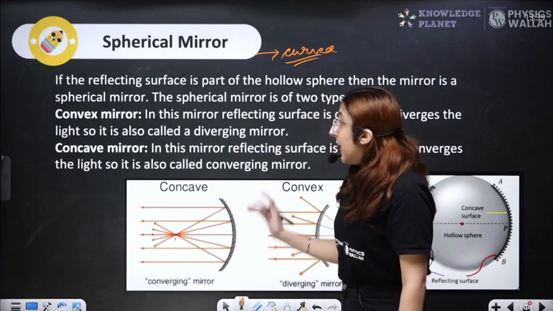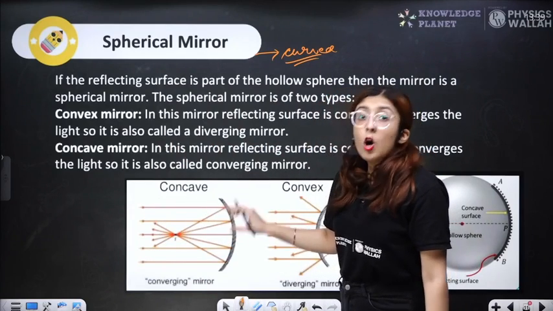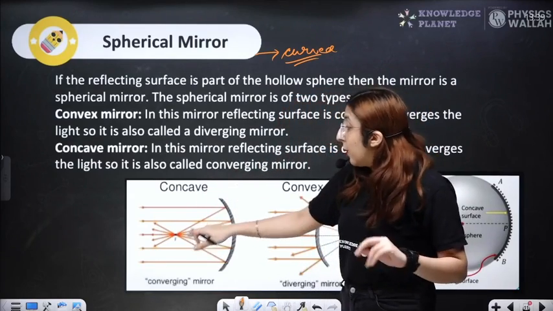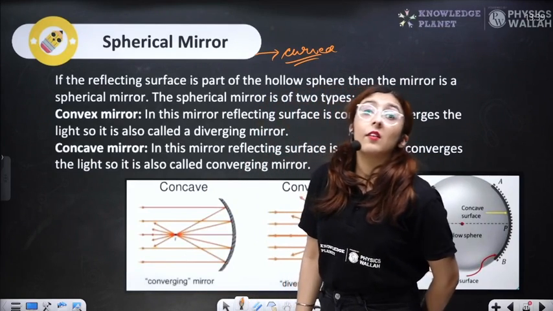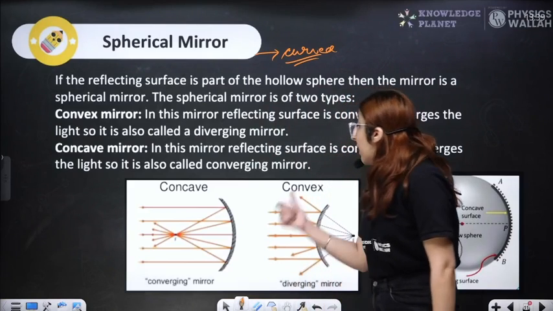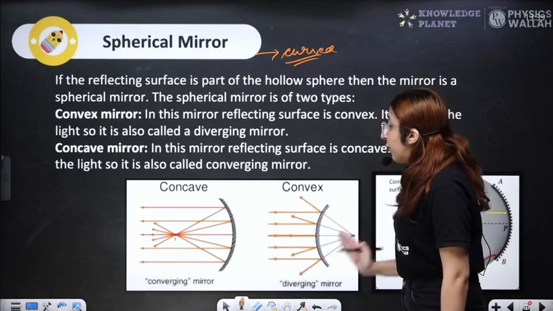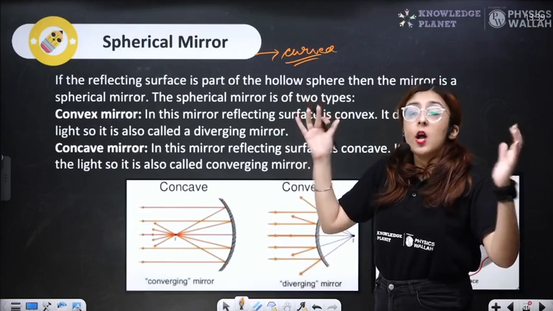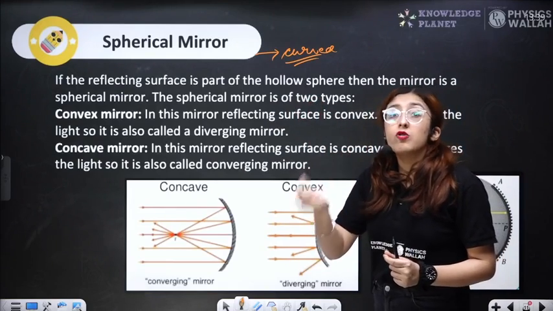When light rays fall on a concave mirror, it converges the reflected rays onto a particular point. That is why we say the concave mirror is a converging mirror. Similarly, with a convex mirror, have a look, my incident rays are coming, and after hitting the surface they get diverged, moving here and there. So your convex mirror is called a diverging mirror.